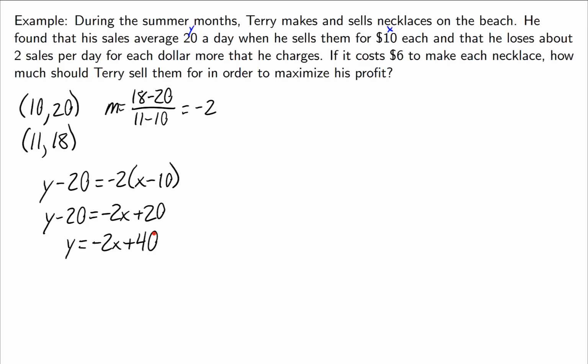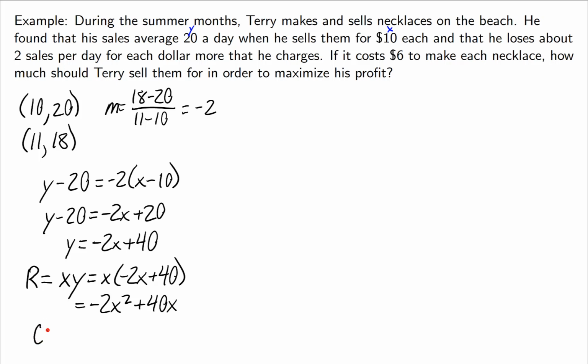And so this says how many necklaces he will sell given the price X that he's charging. Now this is a little bit complicated, but we can figure out how much money he'll make as well. The revenue would be the price that he is selling them for times the number of necklaces he can sell at that price. So I can change this to X times -2x plus 40, which would be -2x squared plus 40x. That's the revenue. Now for the cost, this is a little bit easier.